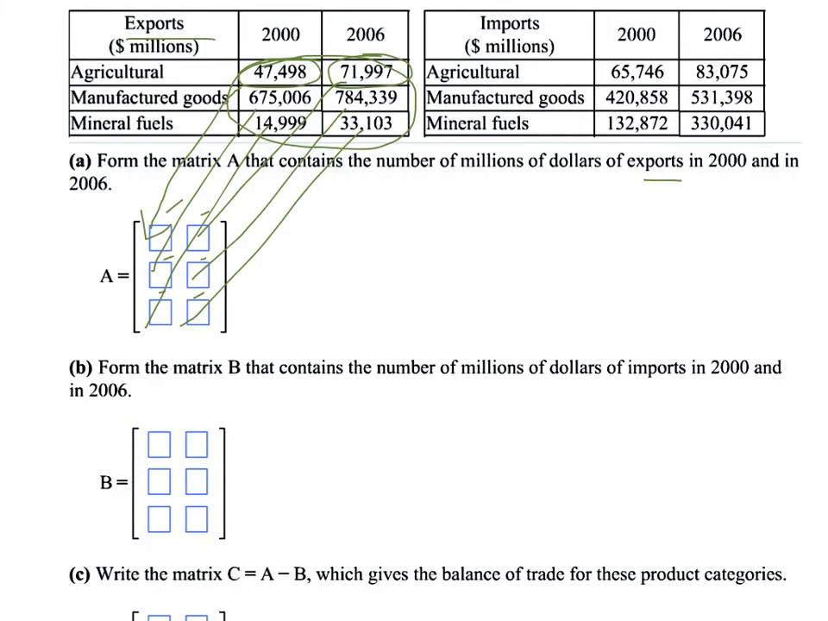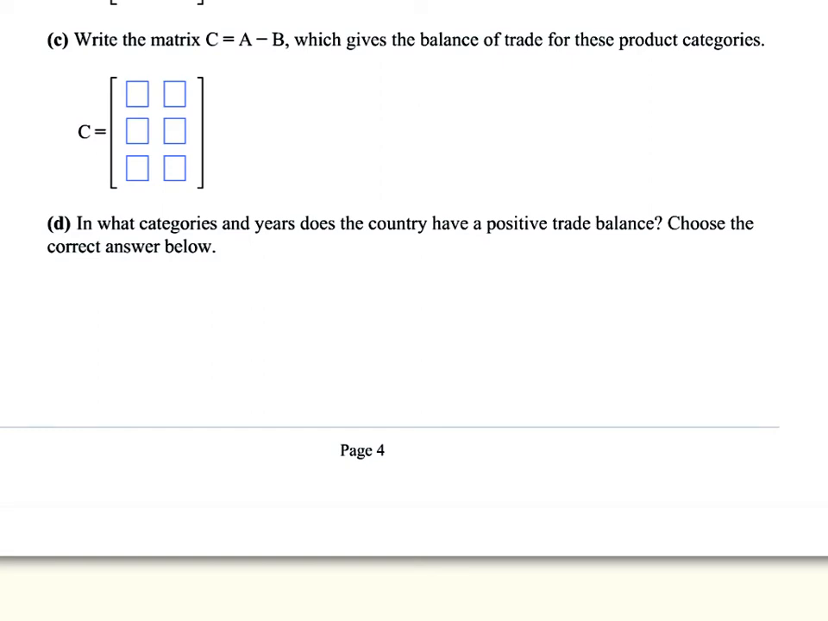Part B, we're going to form the matrix that contains the millions of dollars of imports. So we're looking at the table that has imports in it, and we're just going to take those numbers and form a matrix. Just fill them in their correct position in matrix B. So on part C here, it says to write the matrix C equal to matrix A minus matrix B, which gives the balance of trade for these product categories. So all we're going to do is take our matrix A that we wrote in part A and subtract the matrix B that we came up with in part B.